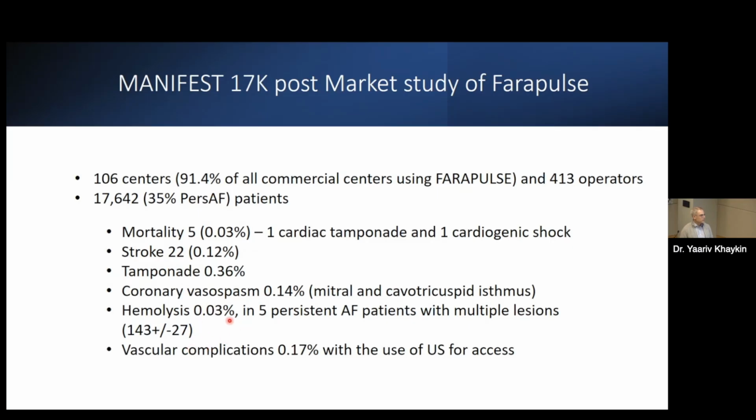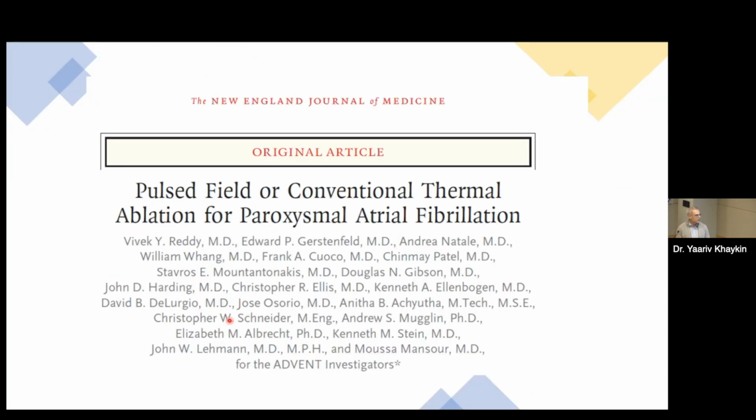And we've also discovered that while this technology allows us to avoid some of the feared complications like esophageal fistula, we did observe some new complications, which we'll talk about, such as hemolysis and coronary vasospasm, which fortunately are not typically as bad as what we're trying to prevent.